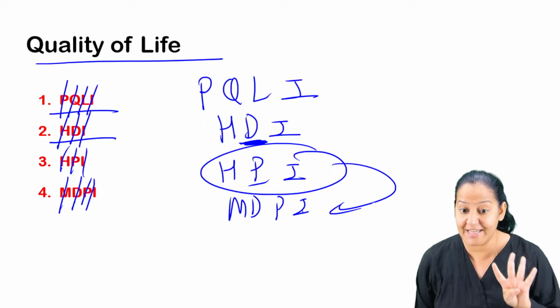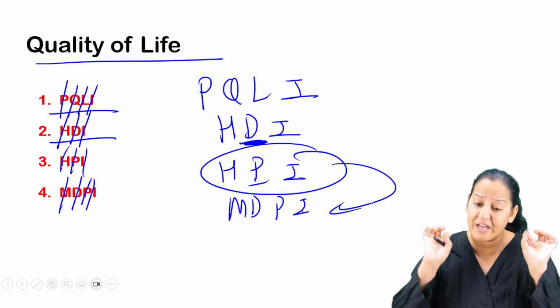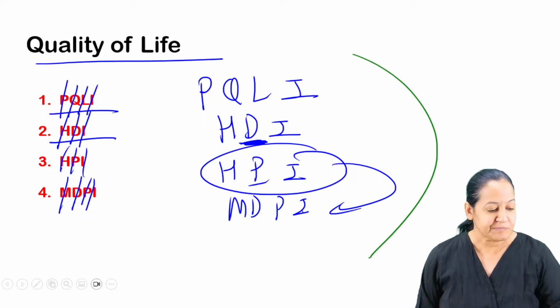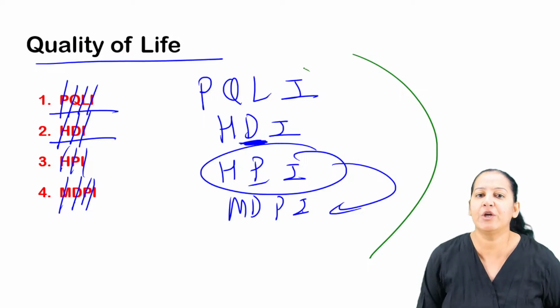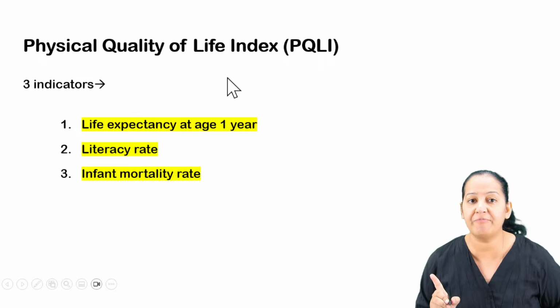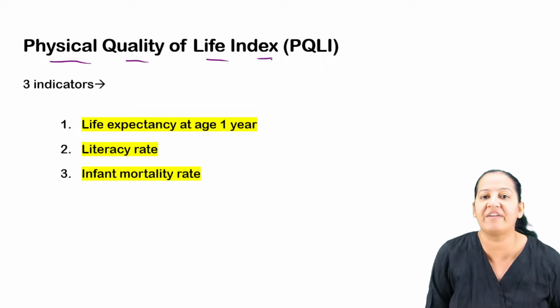So we will study these four one by one, and we will make a comparative table between them. You frequently get questions on them. Please, people, don't skip it. Please concentrate. So coming on, first of all, PQLI. One by one, we will take it. PQLI is Physical Quality of Life Index.